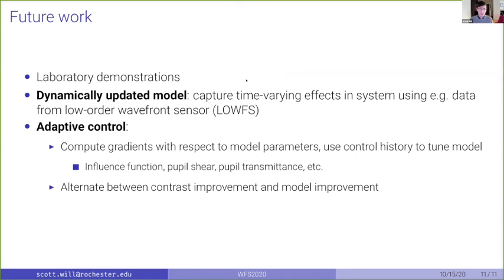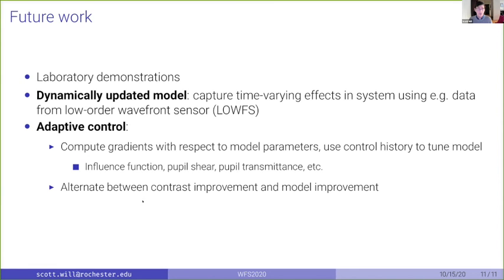And since this is only a 5-minute talk, I'll just talk a little bit about future work and then open to questions. So the very next thing I should say is laboratory demonstrations to show that this really does work in the lab. But there are actually some very neat things that this framework enables, first of which is a dynamically updated model. So I mentioned that we can update the model that we use for wavefront control in between iterations, and this allows us to capture time-varying effects in our system which are not accessible to a Jacobian-based method using a static Jacobian matrix. So for example, we could use data from a low-order wavefront sensor to capture low-order wavefront terms in each iteration.